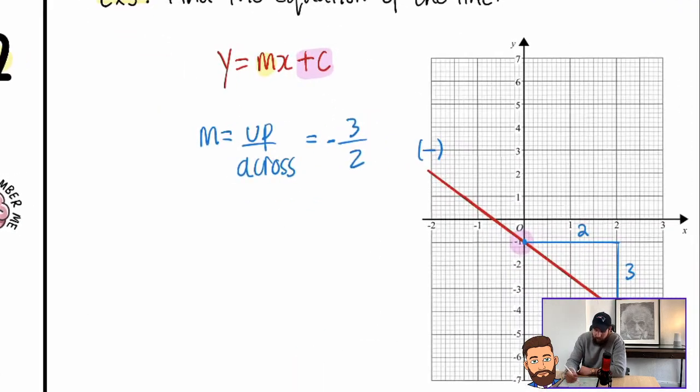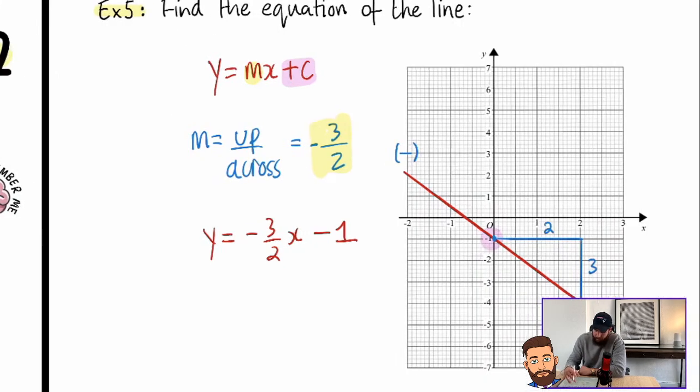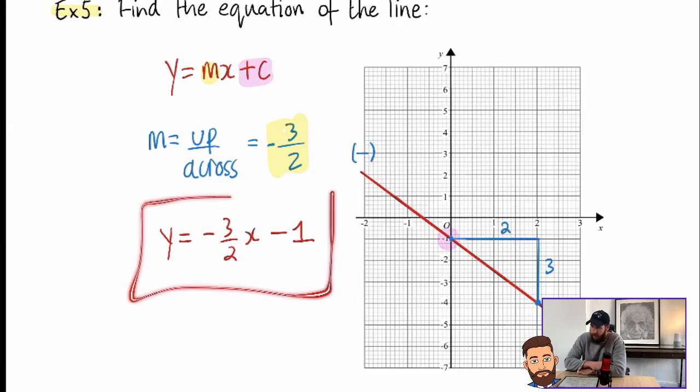So we have everything we need now. We've got the gradient and we have identified the y-intercept. So we could say that y equals m, which is minus 3 over 2 x, plus c, which in this case our c is not plus, it's minus 1. And that would be our final answer for this question.